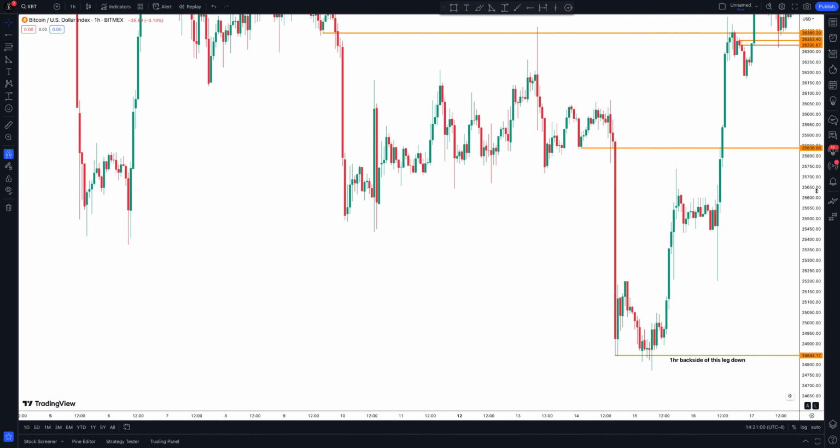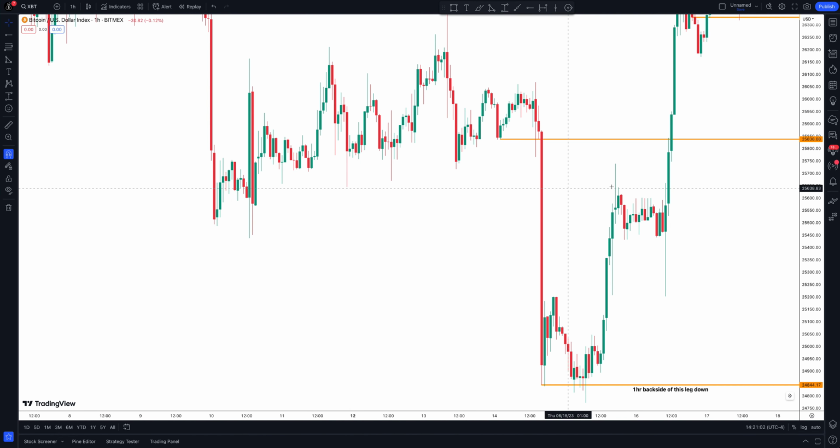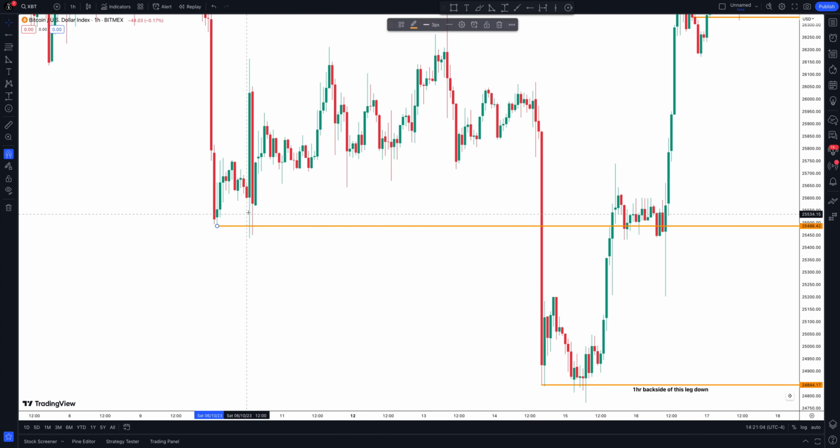So on the next example I have here, we can start off even back here, because technically this is the green candle that started this local uptrend here, right?